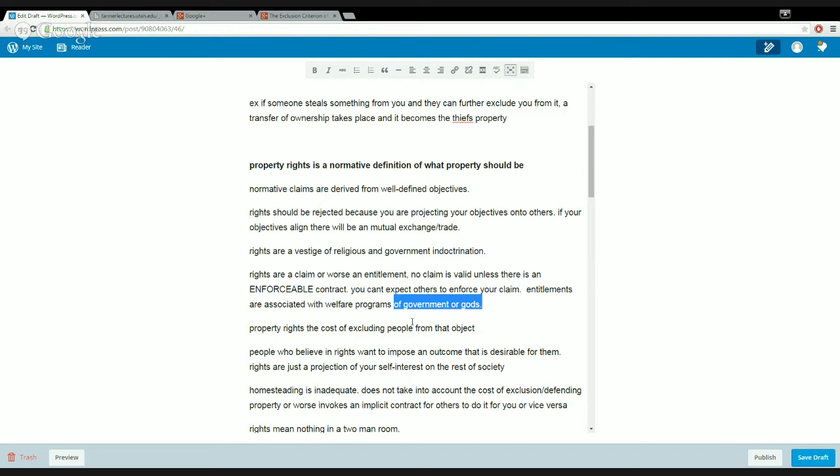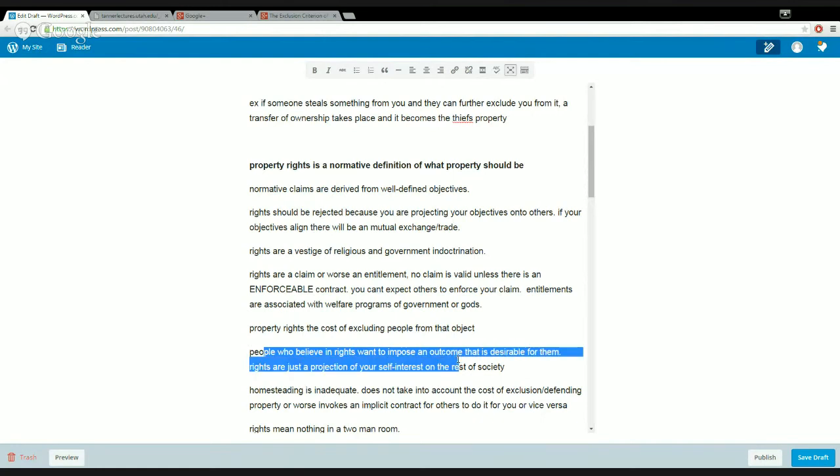And I claim that it's just as desirable as rights, except you're not invoking morality by declaration. Property rights don't account for the cost of excluding people from that object. So people who believe in rights want to impose an outcome that is desirable for them. Rights are just a projection of your self-interest on the rest of society.